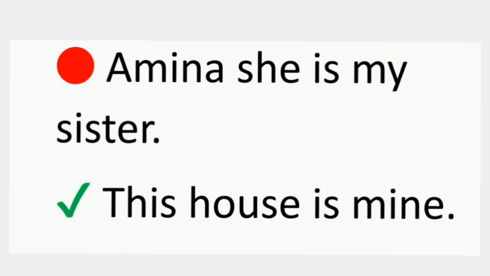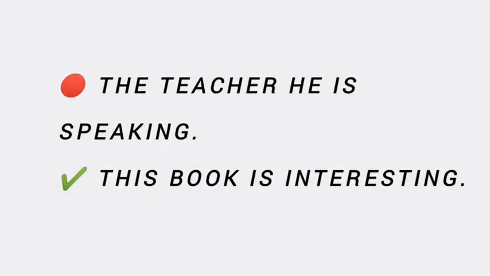So in the case of this house is mine, it is grammatically correct and we can use it. So when we cannot use Amina, she is my sister, because it's wrong because of the combination, we can now use this house is mine because of the construction and it is grammatically fit and okay. Well, take a look at these other expressions and of course do well to practice and get better.